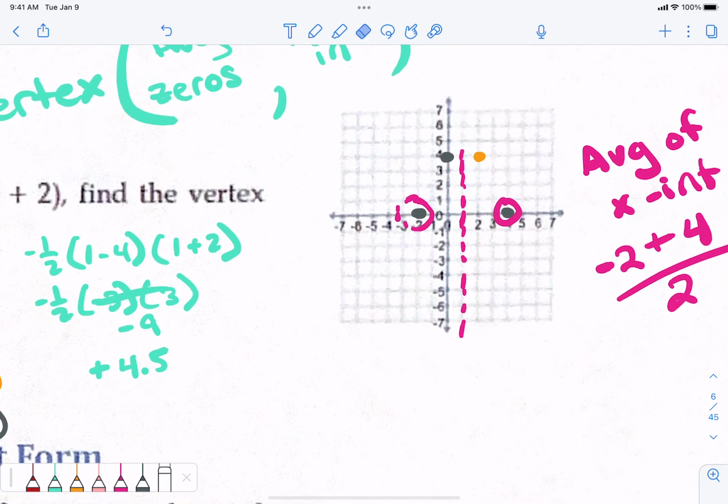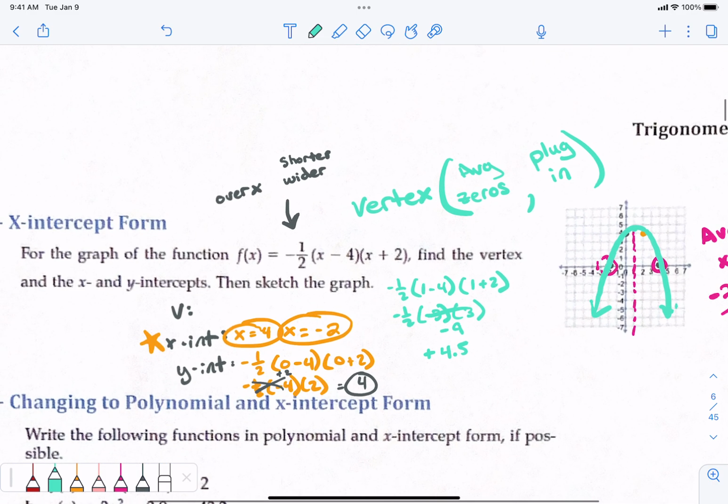So I'm going to erase these dots right here. 4.5 is right there. There's where my vertex is located. Okay? If you're ever trying to find the y coordinate, you just plug it into the original equation. But how did we get the x coordinate? It's the average of these two. It's got to be right in the middle, right? Okay? So this is what my parabola is going to look like. And I'm going to list my vertex over here at 1, 4.5, yeah?